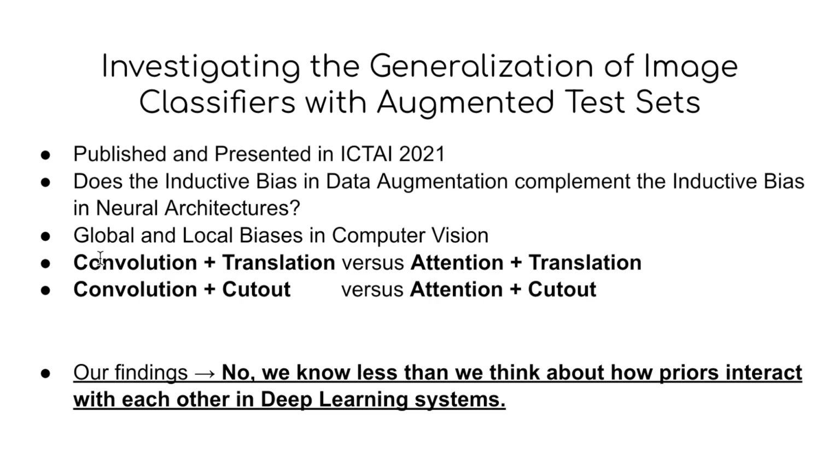We tried to see if these global or local biases in neural network architecture, the convolution or the attention layer, match the biases in data augmentation with respect to global and local positional biases. So for example, in data augmentation, we can use translation augmentations to slightly shift the pixels left or right, up or down, similar to the convolutional invariance bias.